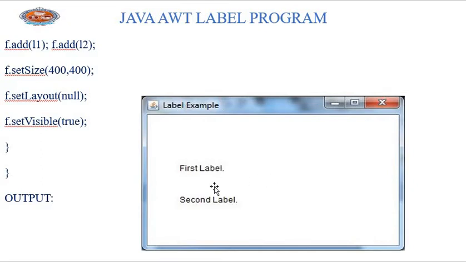So what is the output? Here we can add the label, first label, and next one is second label. These two are added to the frame. This is the label.